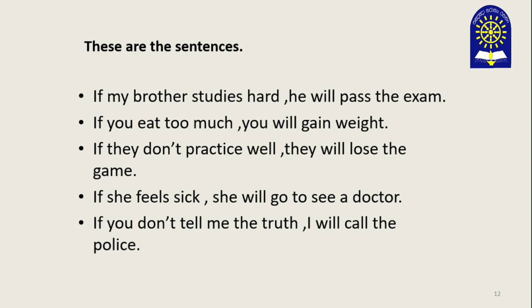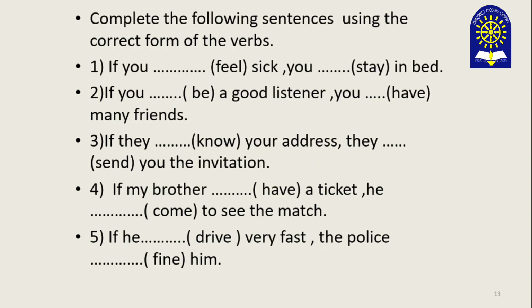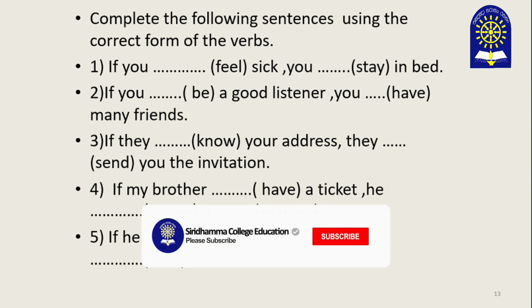Now look at the verbs of the subordinate clauses. They all are in simple present tense. Look at the verbs of the main clauses. They all are in simple future. Hope you have understood it. There's another activity for you. Complete the following sentences using the correct form of the verbs. Remember, the verbs of the subordinate clauses should be in simple present tense and the verbs of the main clauses should be in simple future. Can you do it quickly?